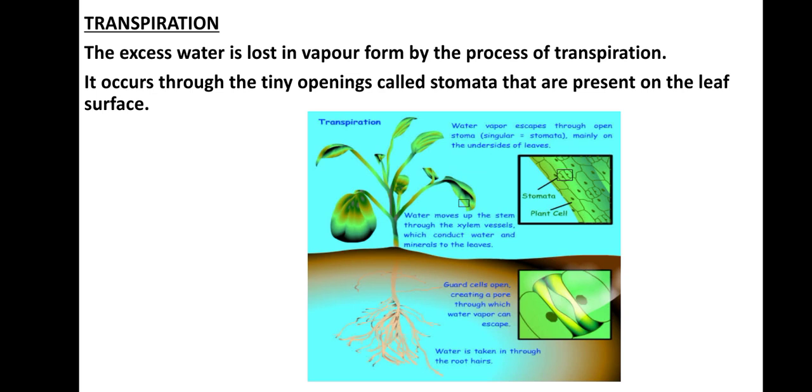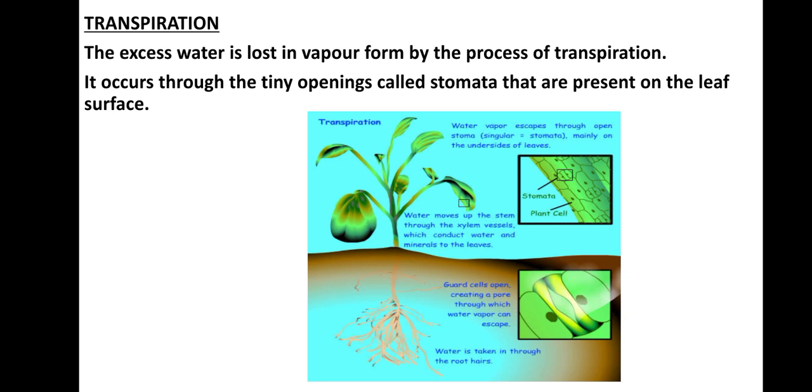Plants absorb much more water through their roots than what is required for photosynthesis. What happens to the excess water? The excess water is lost in vapor form by the process of transpiration. Therefore, transpiration is the process of water loss from the leaves of plants. This process occurs through the tiny openings called stomata that are present on the leaf surface.